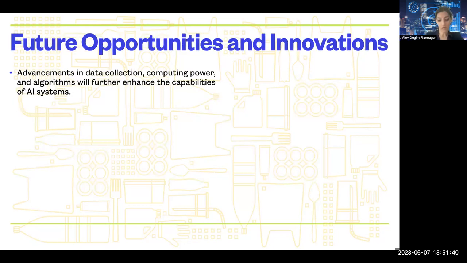So looking forward, there are exciting opportunities and innovations in the field of AI that are happening today and will be happening. And in terms of environmental sustainability, there are a lot of efforts being put forward. Advancements in data collection, computing power, and algorithms will further enhance the capabilities of AI systems. Collaborative research and development efforts can unlock new solutions and create transformative technologies that contribute to a more sustainable future.